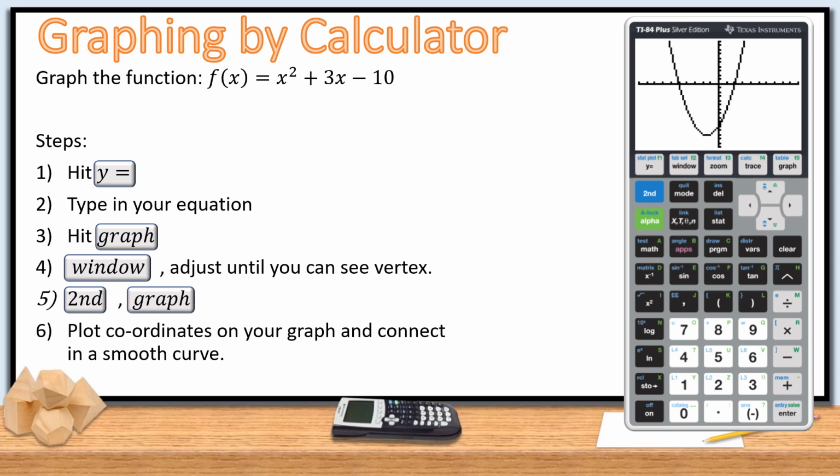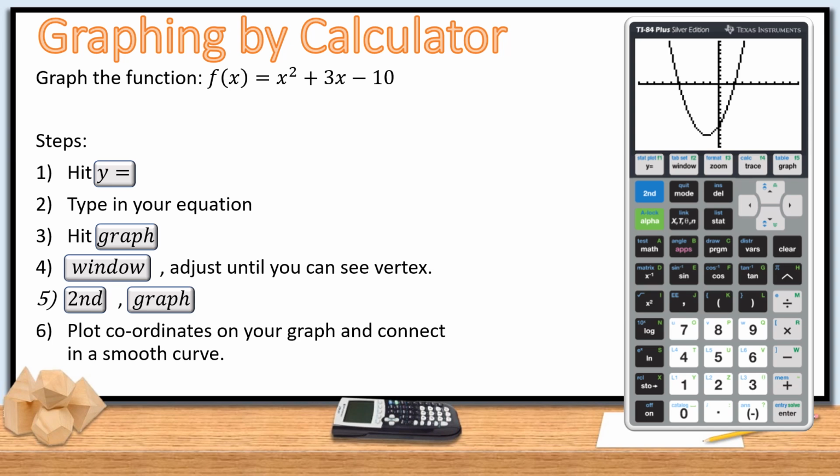If you cannot see it, you may have to go to Window and adjust the window size until you can see it. So you would select what the x min and the x max are. So that is the width of the window. So from what x value to what x value. And then the same thing with the y min and y max. What height do you want to be able to see?